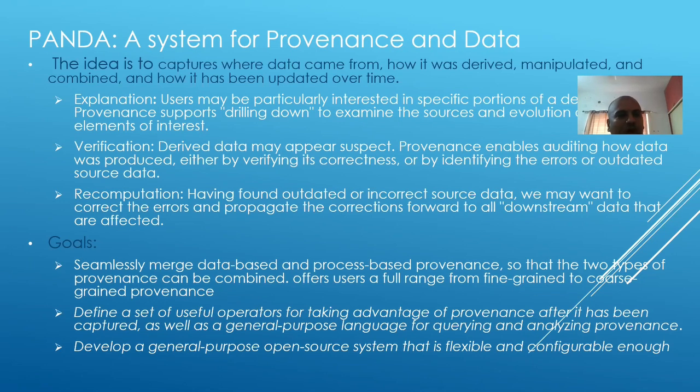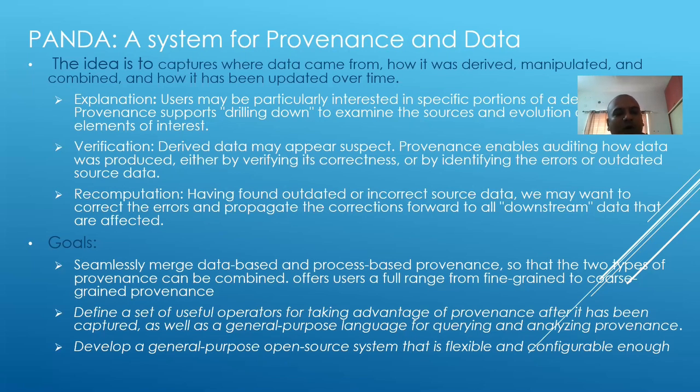The primary goal of this particular project is to seamlessly merge database-based and process-based provenance. There is a difference between the two. In the database and the process-based approaches, we might update or do something differently. So these two types of provenance are aiming to be merged together so that they can be combined, offering users a full range of fine-grained and coarse-grained provenance.